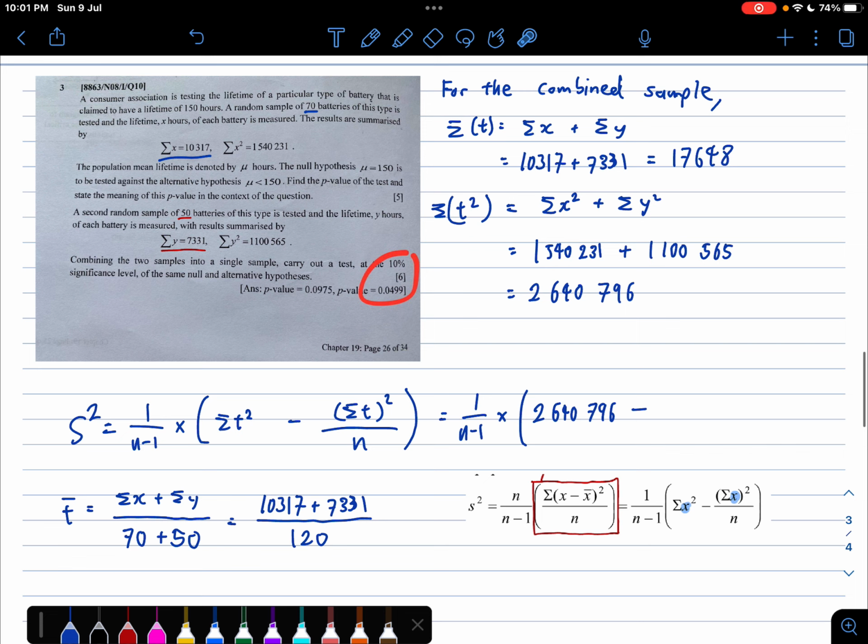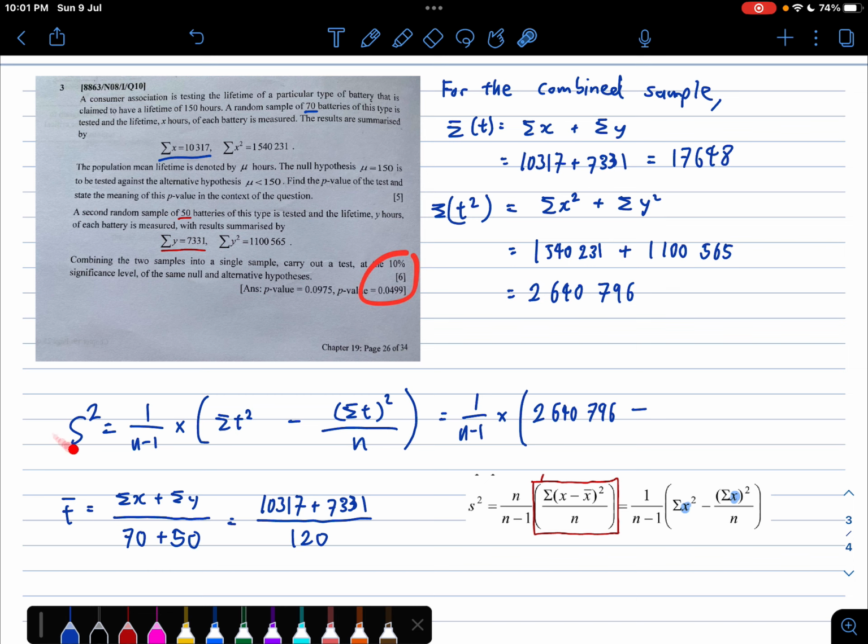actual question. So for the combined data, when you have 70 batteries, sum x is 10317, and 50 batteries, sum y is 7331, you just find the summation of the t, the total, which is sum x plus sum y. You get 17648. Then how about sum t square? You just do the same thing. Sum x square is this guy, sum y square is that guy, add them together. So 1540231 plus the 1.1 million something, you get 2.6 million something. That's your sum t square.